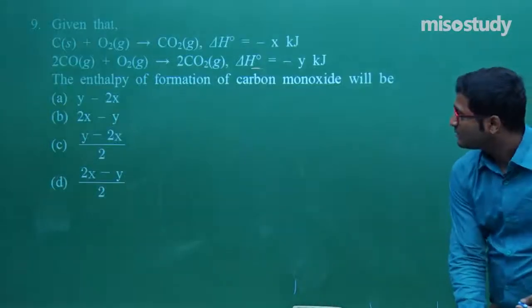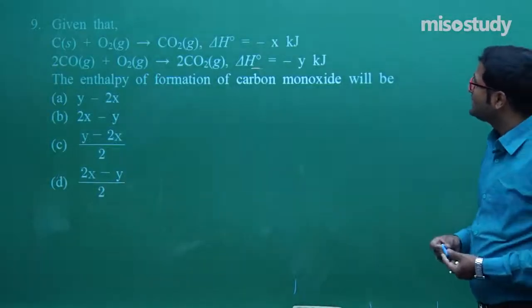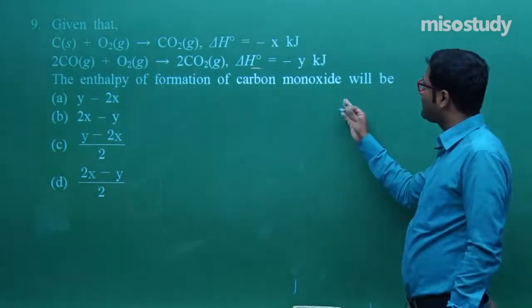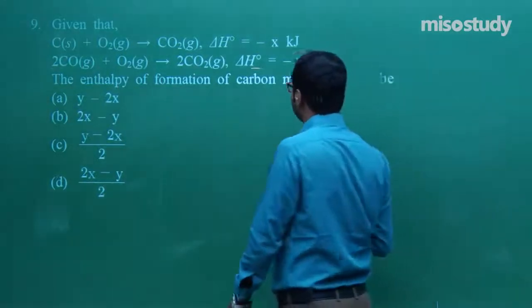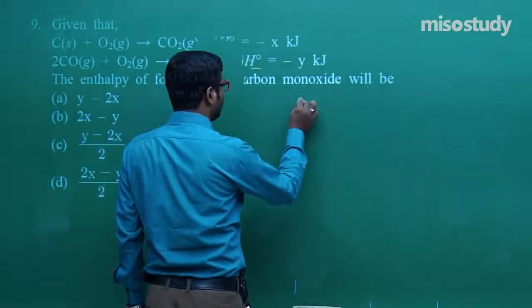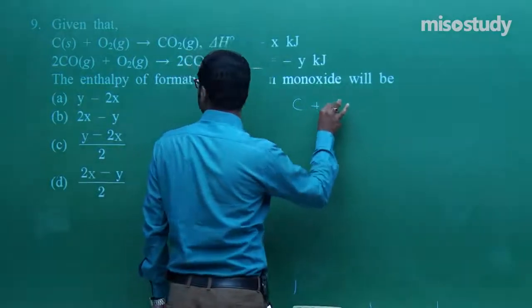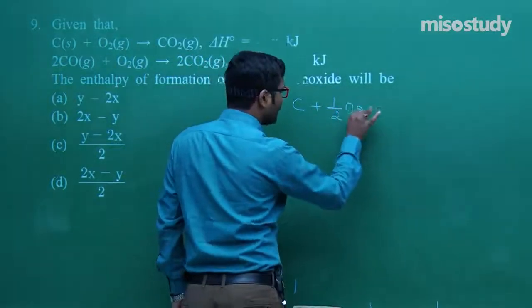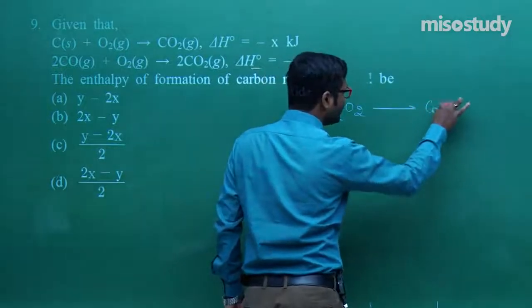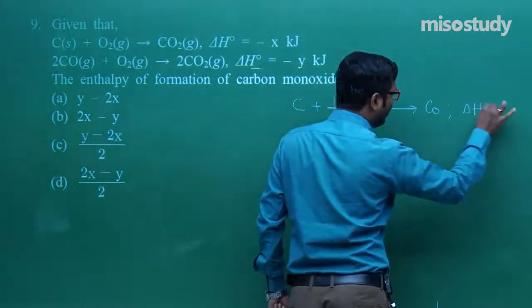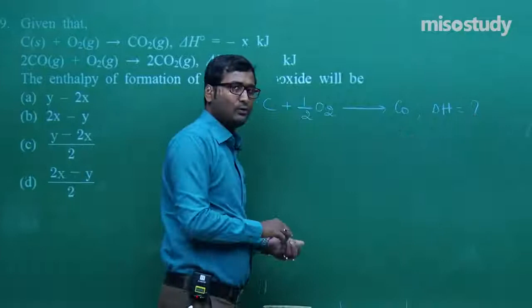Now this is the question. C plus O2 which gives CO2. Enthalpy of formation of carbon monoxide. Clear to you? Now what will happen? Carbon monoxide, the expression is like this: 1 C plus 1 by 2 O2 gives CO. We have to find the value of delta H. We have to reach here.